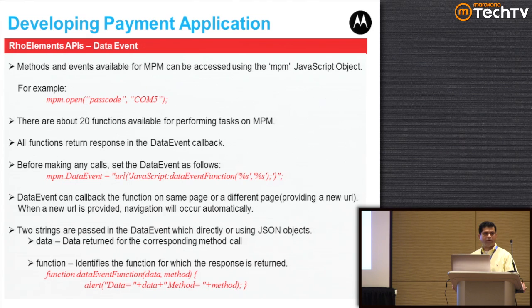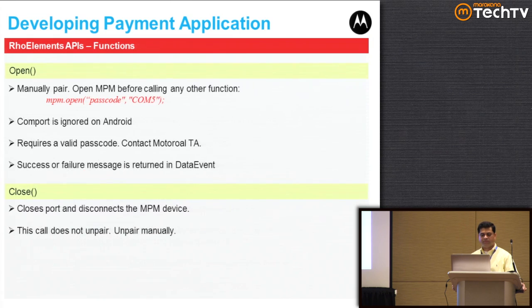And all the function calls you make in JavaScript, they all come back in a callback. None of them are synchronous. They're all asynchronous calls. So how do you set up your data? Event callback is shown there. And then when you get the callback, you get two parameters. One is data, success or failure, card data, all of that information. And then the function that it is returning so that you can keep track of. So I did an open, and it comes back open, successful. So you know open was successful, since this is an asynchronous call.